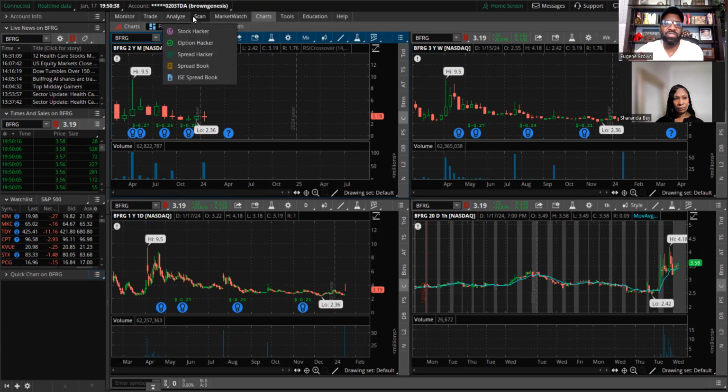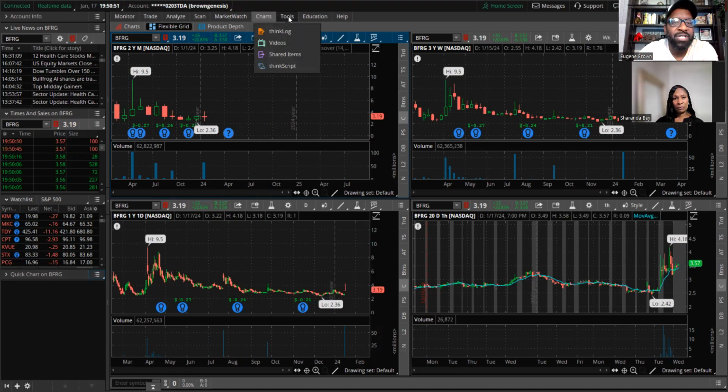This function, as far as scan, stock hacker, I haven't done any of that. Market watch, there are quotes, alerts, etc. Charts is what you're looking at now. Tools, I haven't done anything with any of this. I really don't know what a lot of it is all about.